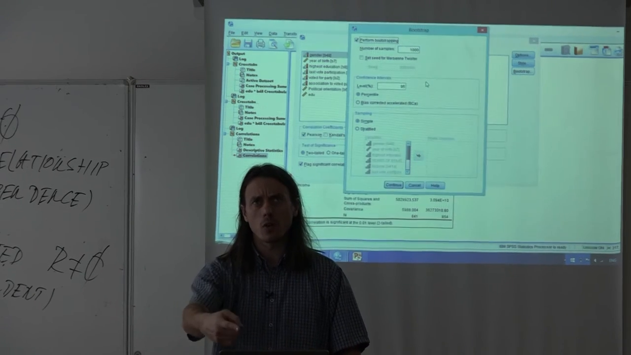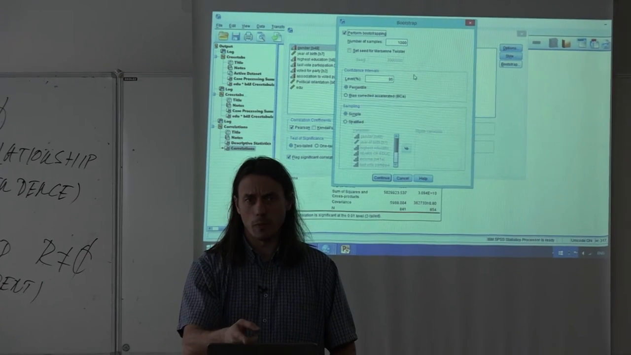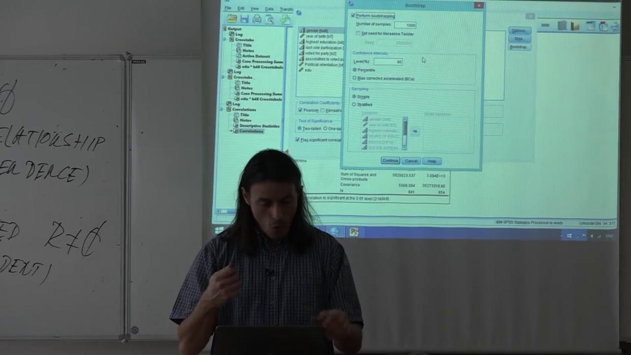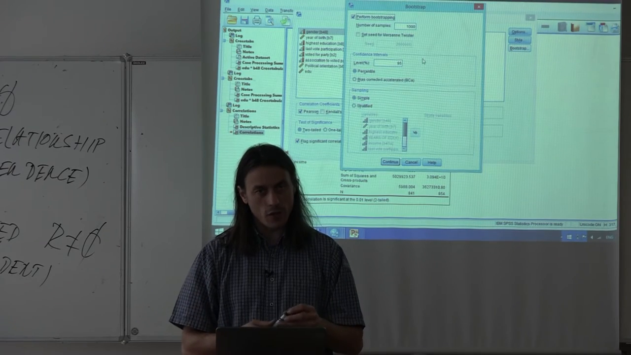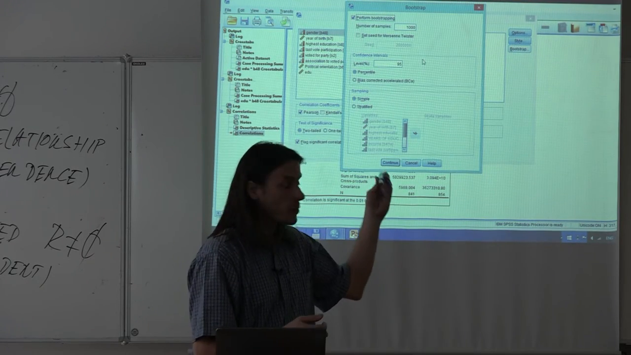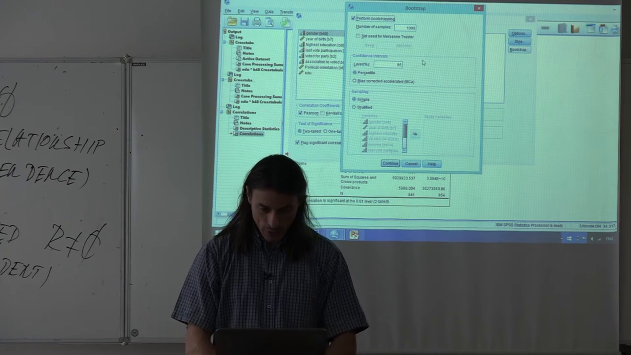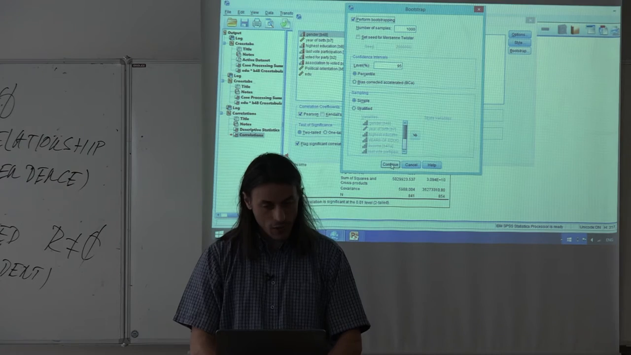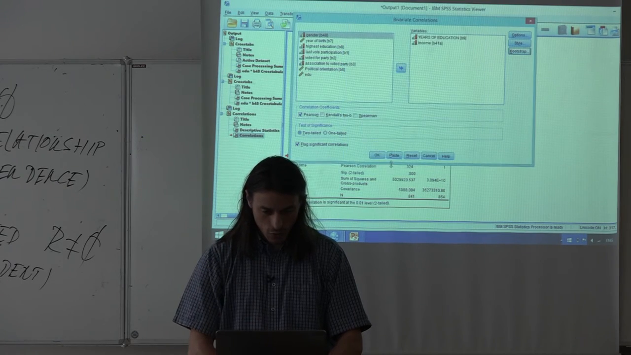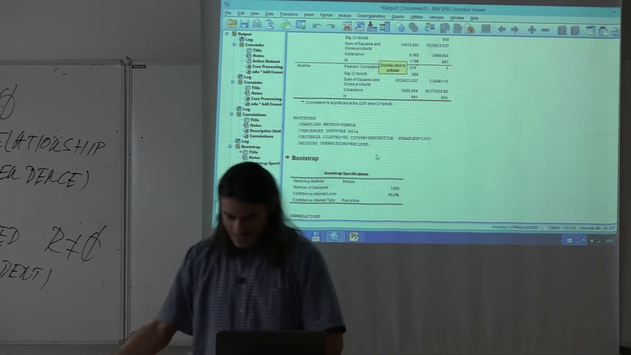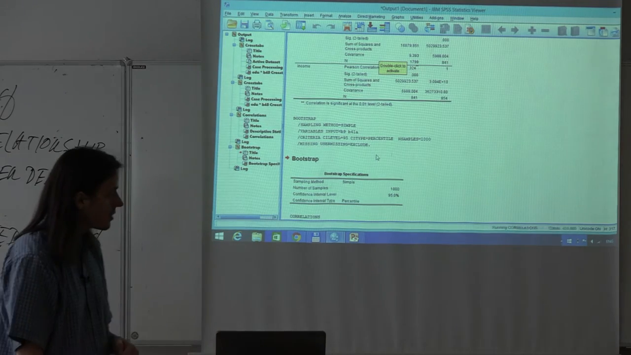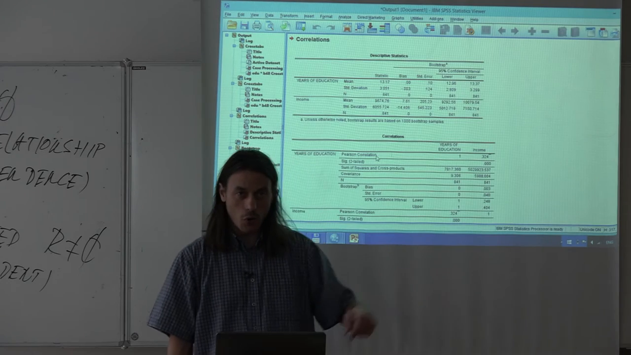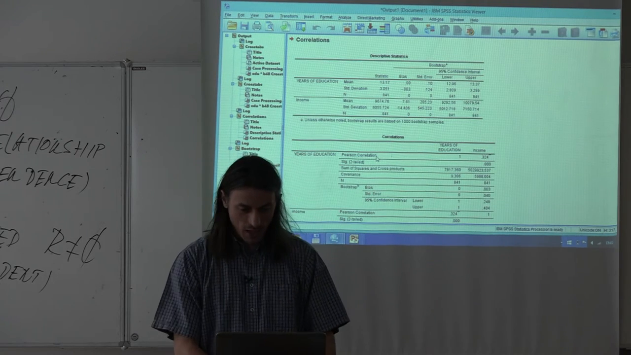For example, if we go back, we discussed the median in the first or second lecture, but there is no magic formula for a confidence interval for the median. But by bootstrapping, you can compute it. So we'll learn how to compute a confidence interval for correlation by bootstrapping. If you click on continue and OK, there will be some cycles. SPSS computes our correlation coefficient 1,000 times and sums up the results.